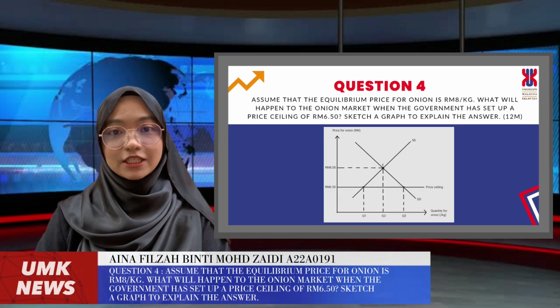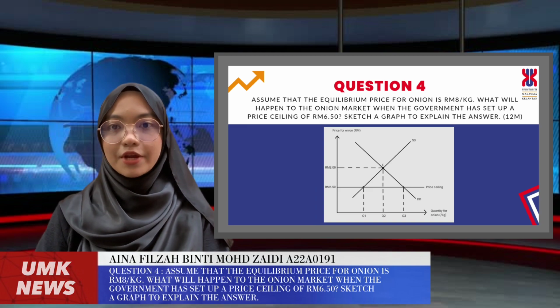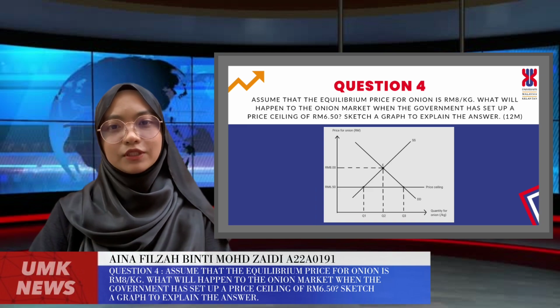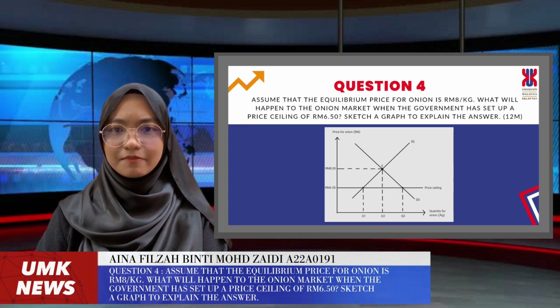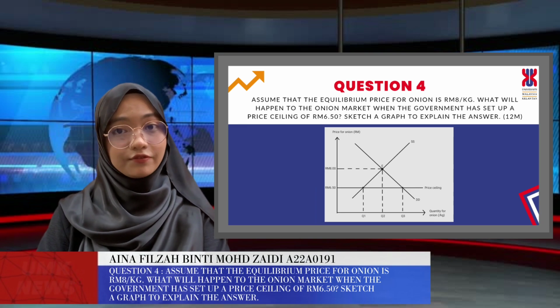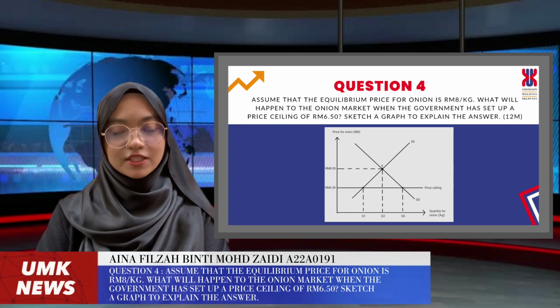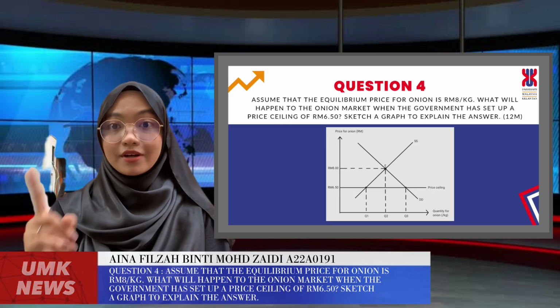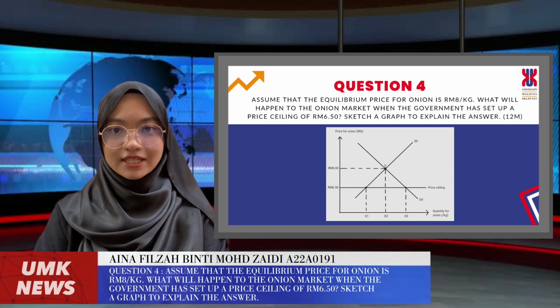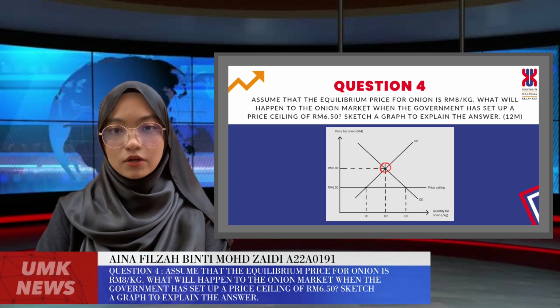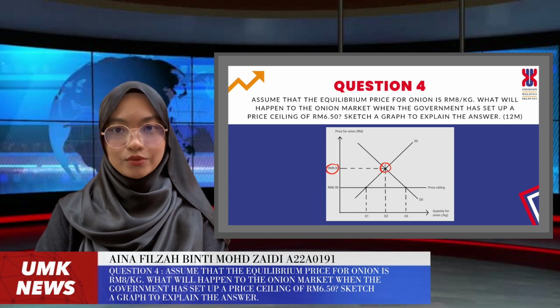And the last question: assume that the equilibrium price for onions is 8 ringgit per kilogram. What will happen to the onion market when the government has set up a price ceiling of 6 ringgit 50 cents? Sketch a graph to explain the answer. So, graph number 1 shows the demand curve crossing the supply curve at the equilibrium point E, which is reached at a price level of 8 ringgit and the quantity of Q2.